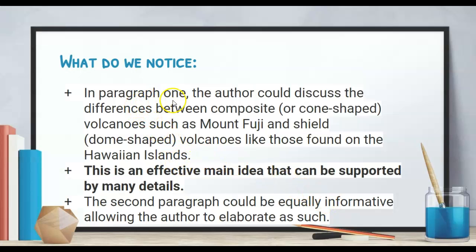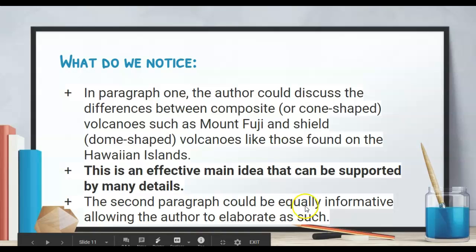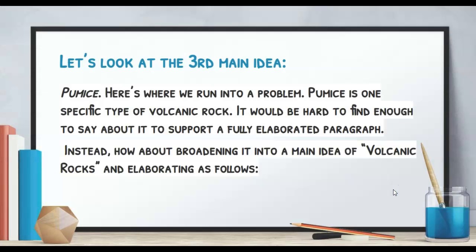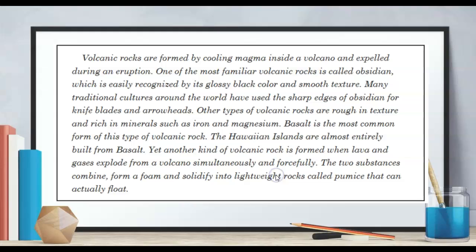So in that paragraph, we should notice that the author could discuss the differences between composite or cone-shaped volcanoes, such as Mount Fuji, and shield or dome-shaped volcanoes, like those found on the Hawaiian Islands. This is an effective main idea that can be supported by many details. The second paragraph could be equally informative, allowing the author to elaborate as such. But that third main idea, this is where we run into a problem. Pumice is one specific type of volcanic rock. It would be hard to find enough to say about it to support a fully elaborated paragraph. So instead, how about broadening it into a main idea of volcanic rocks and elaborating as follows?